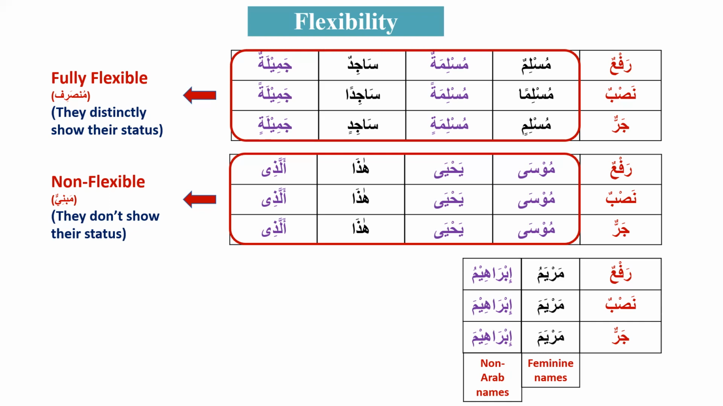So non-Arab names are all always light and they don't take kasra in their jar status. There is one exception, and that is three-letter words who have a sukoon in the middle, like Lut, Nuh. They are exempt from this rule. They are fully flexible even if they are non-Arab. Okay. All right. Third category.